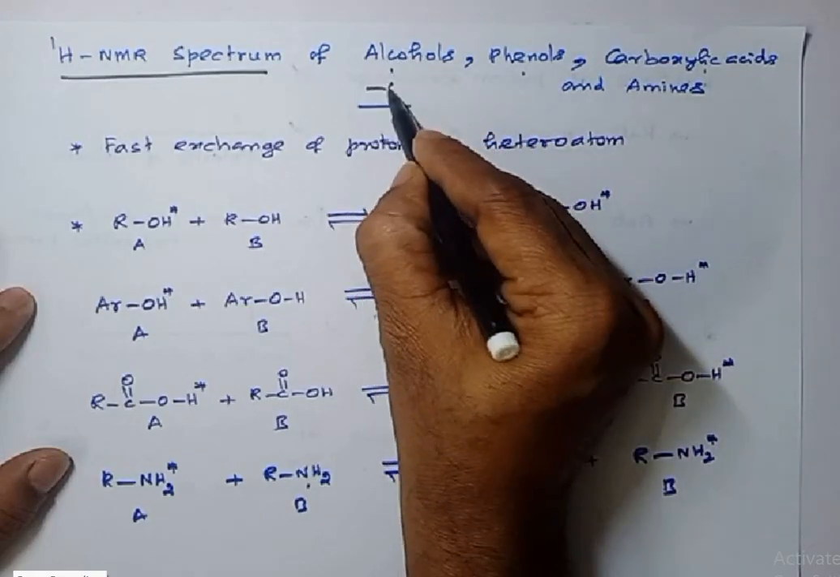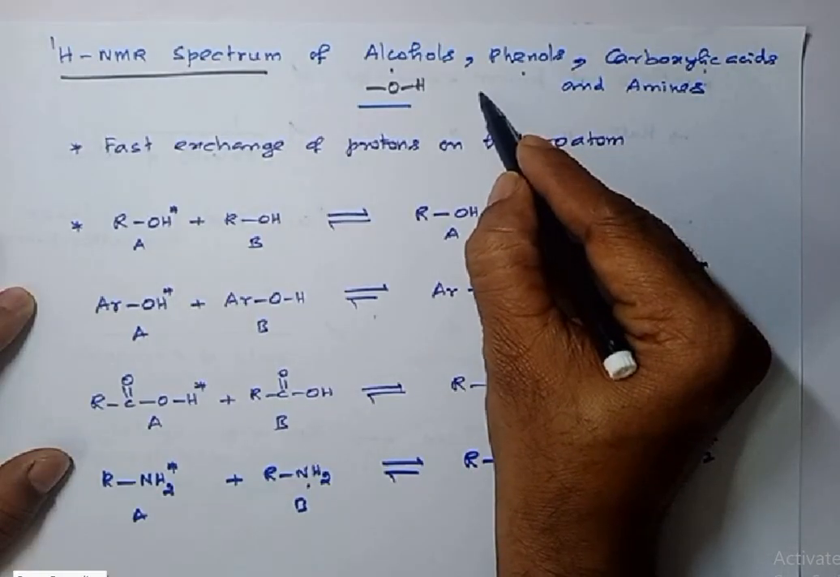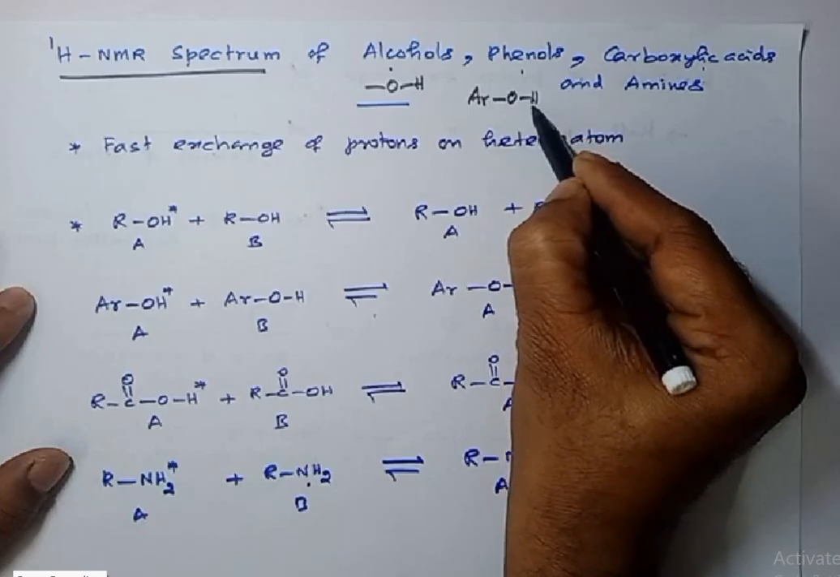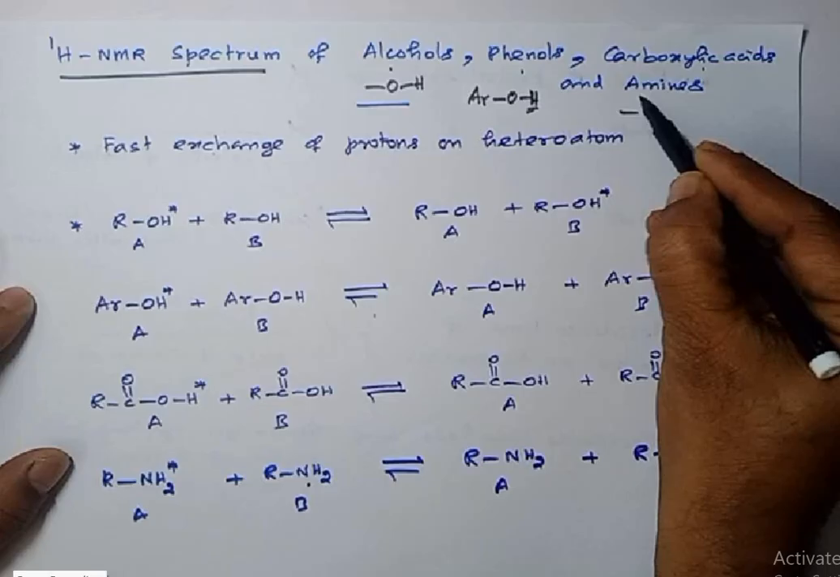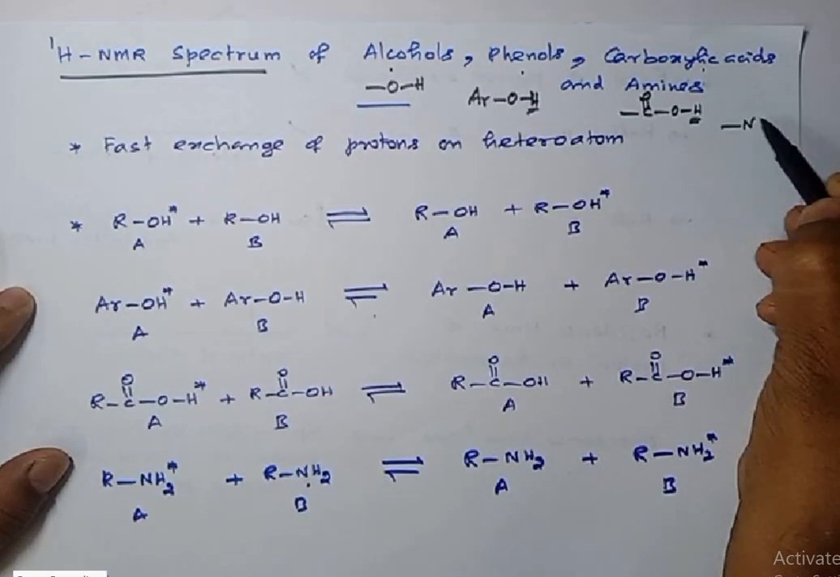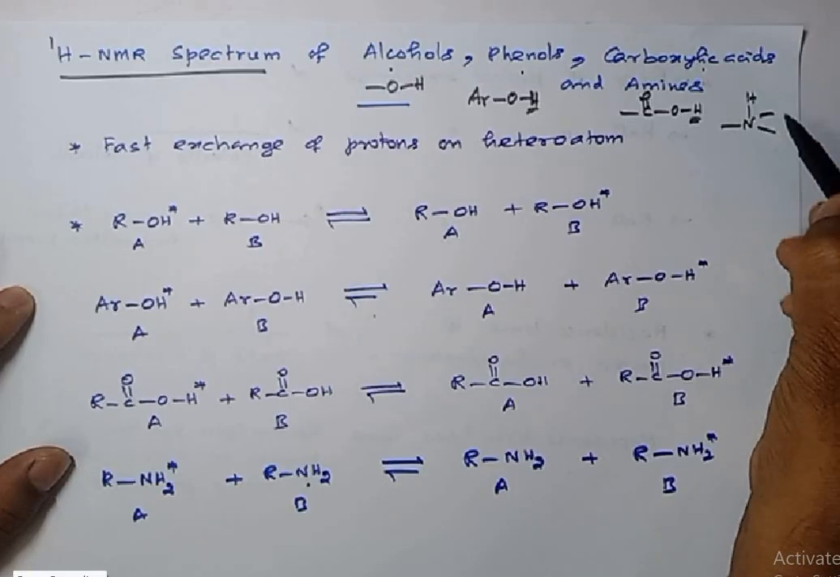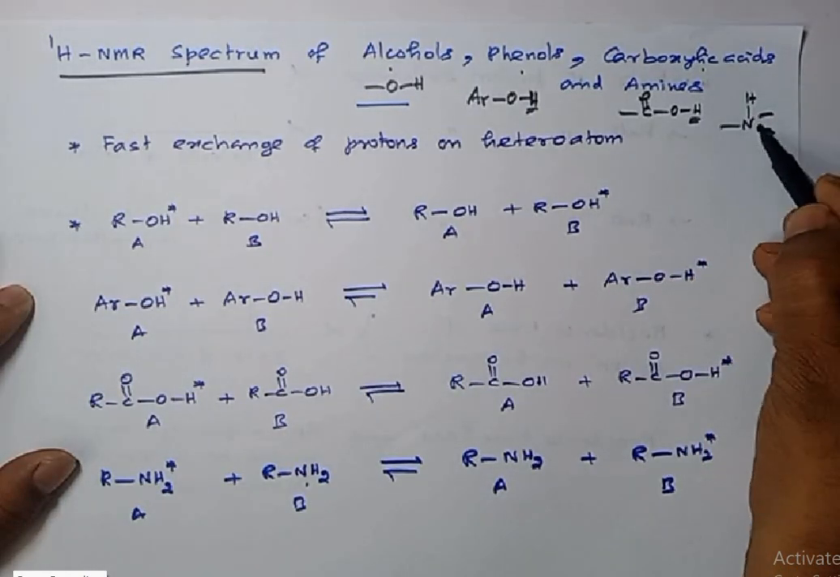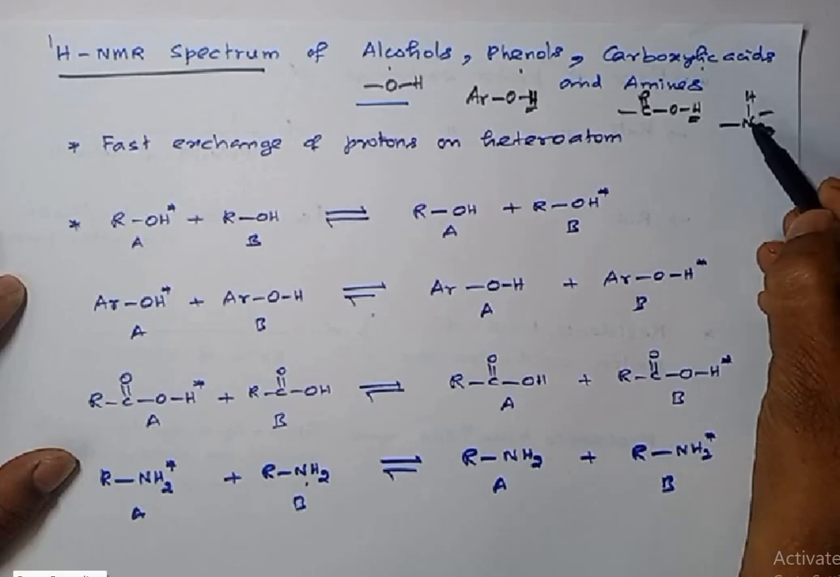In alcohol, hydrogen is attached to oxygen. In phenol, an aromatic alcohol, hydrogen is attached to oxygen. And in carboxylic acid, hydrogen is attached to oxygen. In amines, primary amine, secondary amine, tertiary amines are there. So let me just show one hydrogen. It may be a primary amine or secondary amine, whatever it is, hydrogen is attached to a heteroatom.